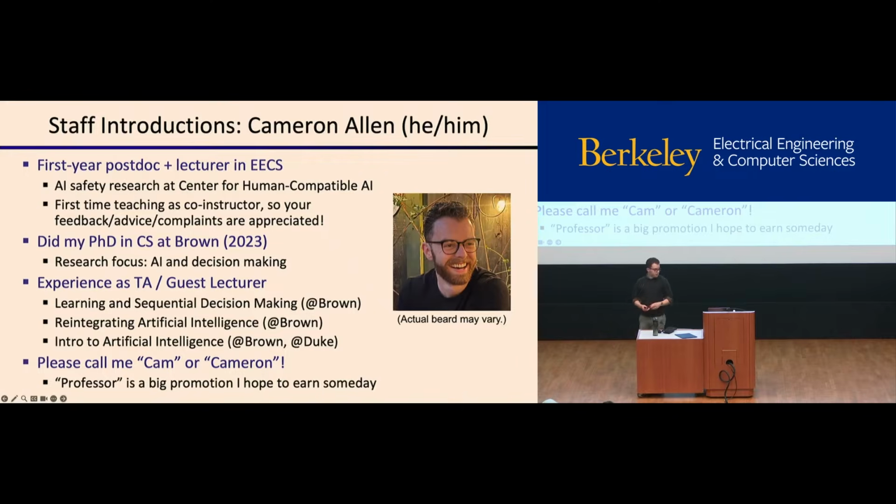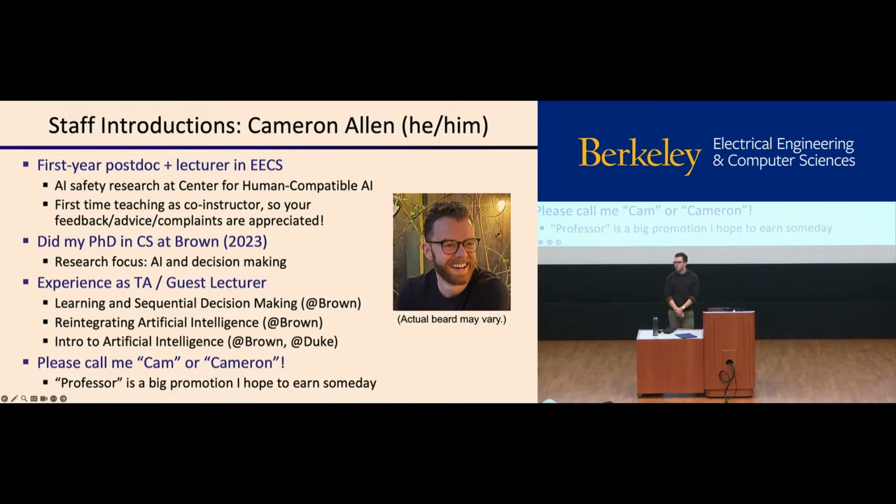About me: I am a first-year postdoc and lecturer in EECS. I do AI safety research at the Center for Human Compatible AI. This is my first time teaching as a co-instructor, so please give me as much feedback as you can, as it will help me do as good a job as possible. There will be links to how you can provide feedback if you so choose.